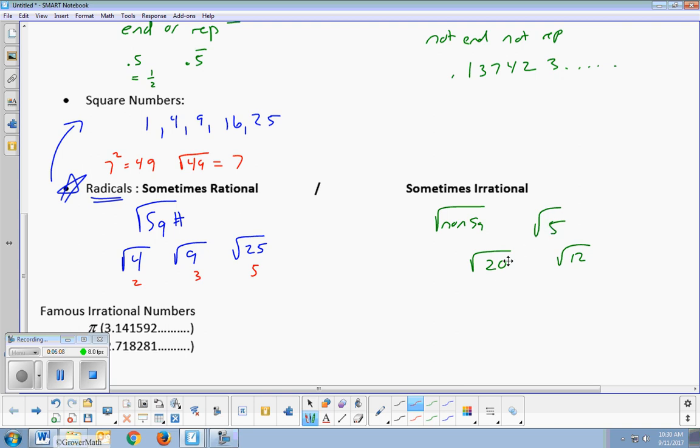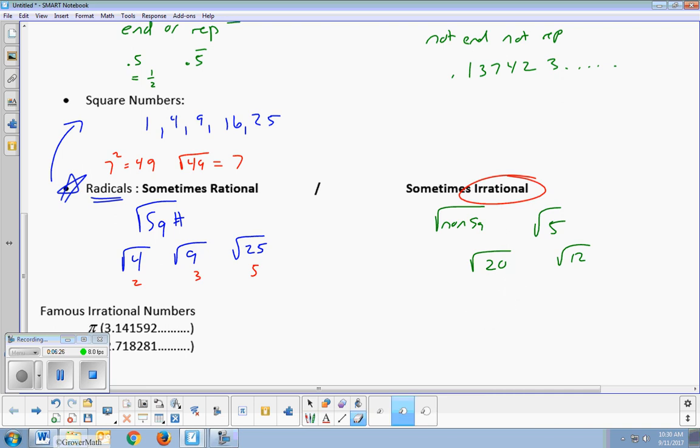There's no number times itself that gives you 20. 4 times 5 is 20, but nothing times itself. 4 times 4 is 16, and 5 times 5 is 25. But 20 is not there. These can be reduced. Irrational radicals can be simplified. For example, rad 20 comes out to be 2 rad 5, which we'll talk about in another lesson.